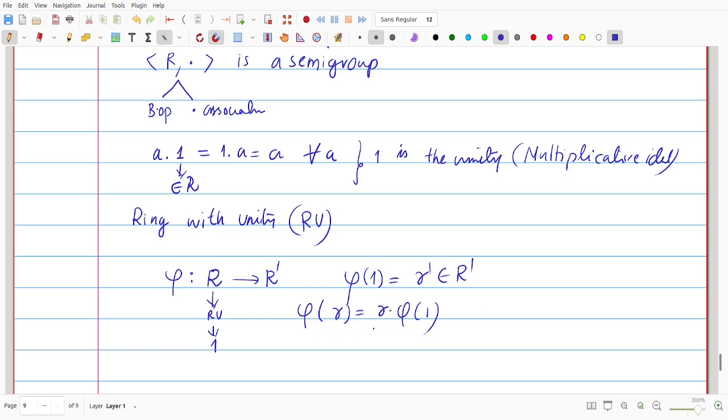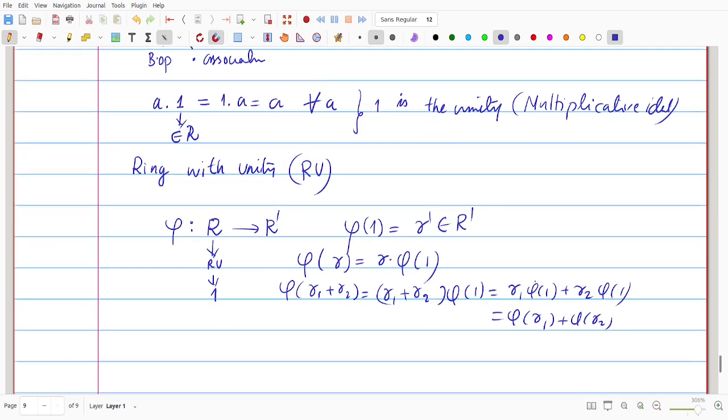Then this is always a homomorphism, because phi of r1 plus r2 is equal to (r1 plus r2) times phi of 1, that is r1 times phi of 1 plus r2 times phi of 1. So this shows that this is phi of r1 plus phi of r2.